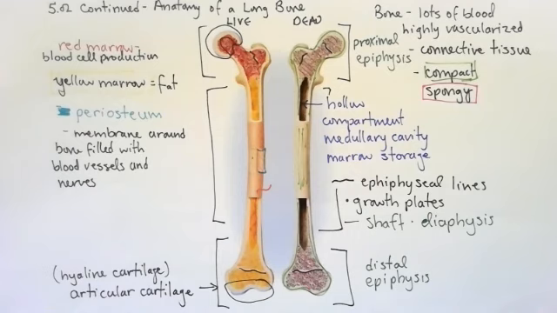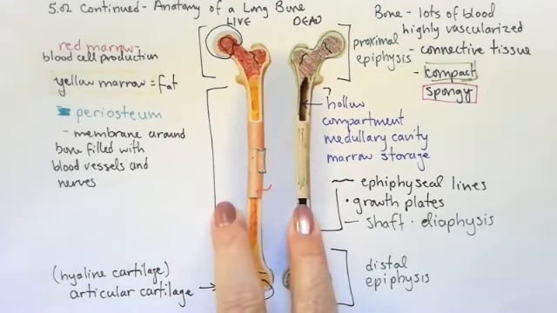And every long bone would have this. So if you're looking at the humerus, the end that's closer would be your proximal epiphysis, the end that's further away would be your distal, and then the shaft is always going to be the diaphysis.